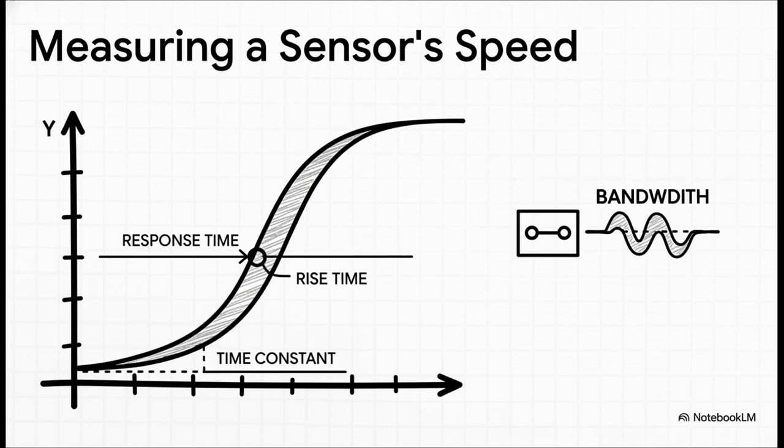Engineers have a few key metrics for this. Think about the airbag sensor in your car. It needs an unbelievably fast response time to work in milliseconds. Things like rise time, the time constant, and bandwidth help engineers put a number on that speed, telling them the full range of signals, from really slow changes to super fast vibrations, that the sensor can actually track.